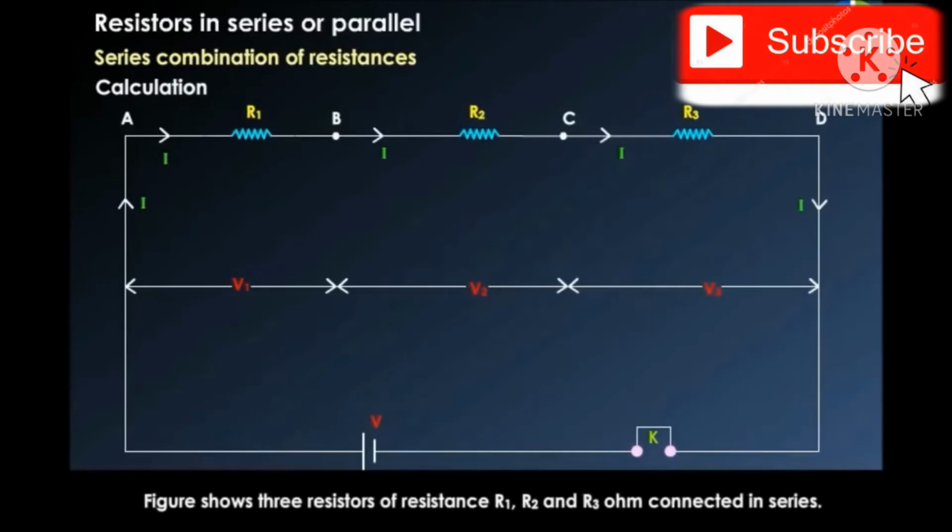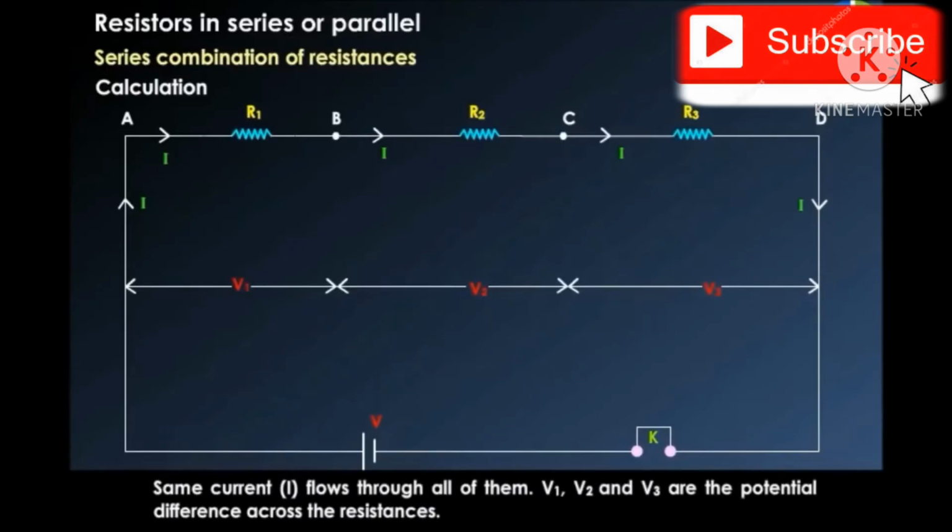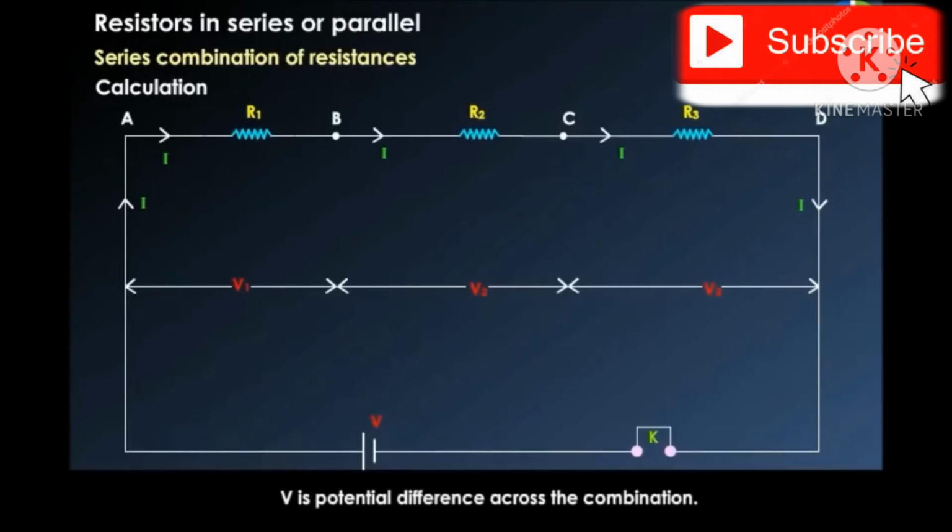Calculation. This figure shows three resistances R1, R2 and R3 ohm connected in series. This combination is connected to the terminals of a battery of potential difference V. The same current I flows through all of them. V1, V2 and V3 are the potential differences across the resistances. V is the potential difference across the combination. Then V is equal to V1 plus V2 plus V3. This is our equation 1.